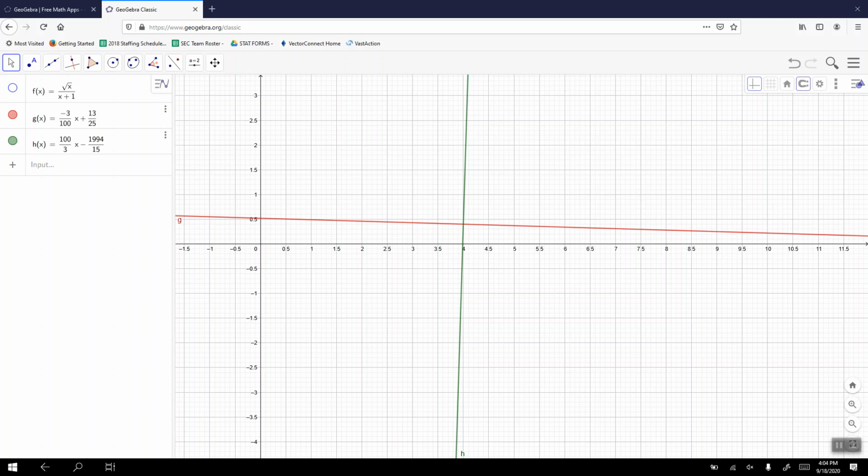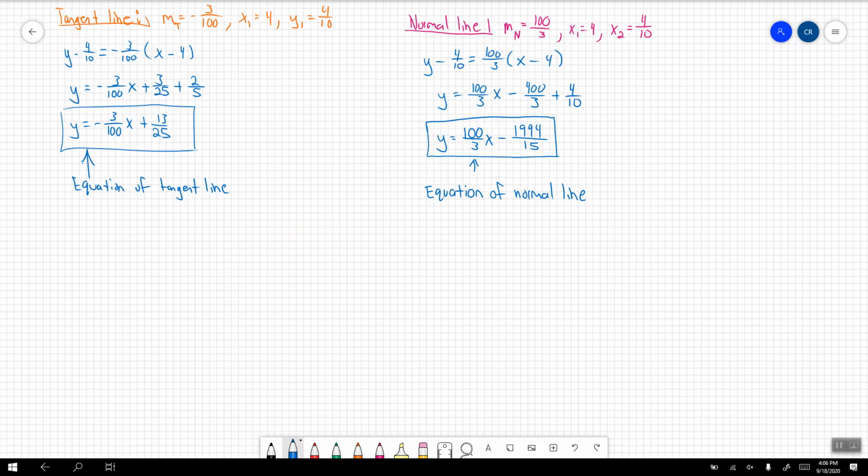Now that we get to see this, we're going to keep on exploring more of these topics and concepts, extracting the equations of these lines, either tangent or normal. So now that we have this, let's go back to the whiteboard and finish off some more examples before we conclude today. All right, here we go.